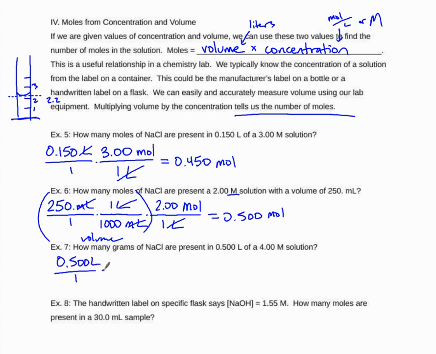Here's our volume. Here's our concentration. And once we're in moles, this is where you can stick in a molar mass conversion at the end. And the molar mass of sodium chloride is 58.5 grams per mole. So liters will cancel, moles will cancel, and we end up with 117 grams.